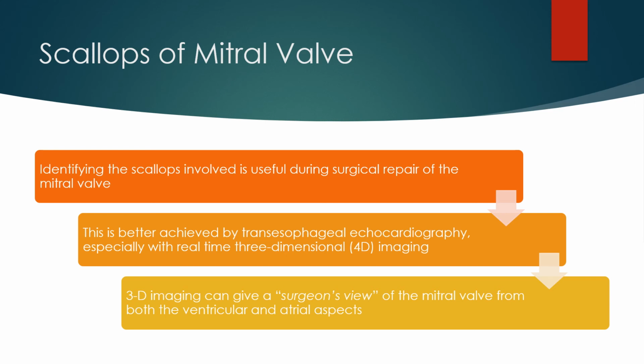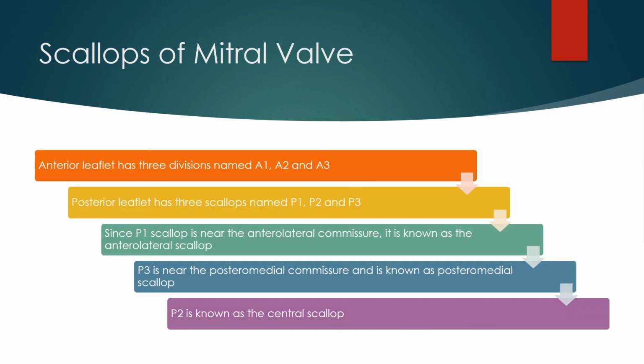3D imaging can give a surgeon's view of the mitral valve from both the ventricular and atrial aspects. Anterior leaflet has three divisions named A1, A2 and A3. Posterior leaflet has three scallops named P1, P2 and P3. Since P1 scallop is near the anterolateral commissure, it is known as the anterolateral scallop. P3 is near the posteromedial commissure and is known as posteromedial scallop. P2 is known as the central scallop.